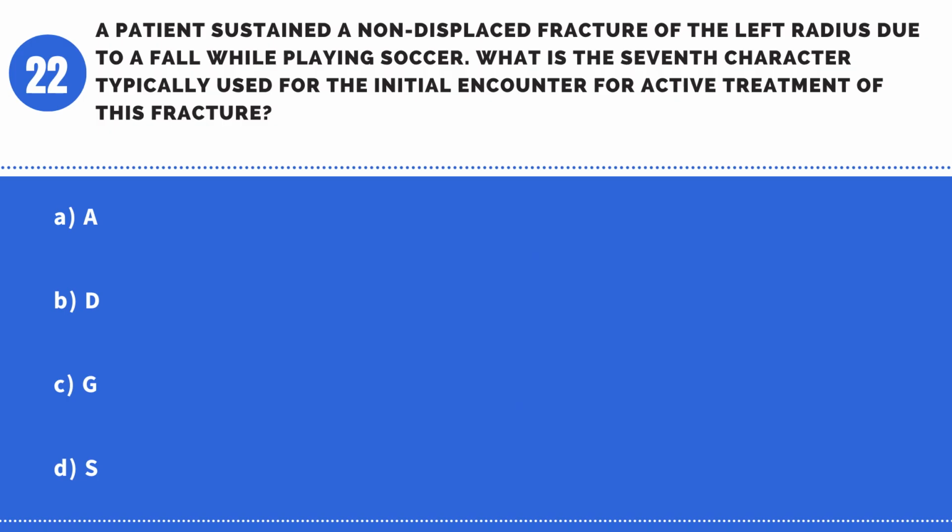Question 22. A patient sustained a non-displaced fracture of the left radius due to a fall while playing soccer. What is the 7th character typically used for the initial encounter for active treatment of this fracture? A. A. B. D. C. S. D. P.